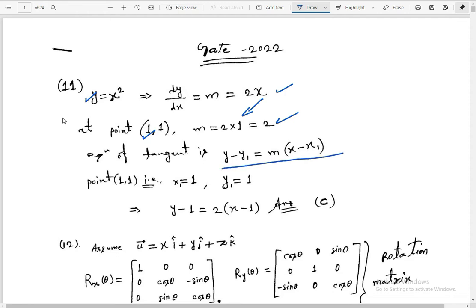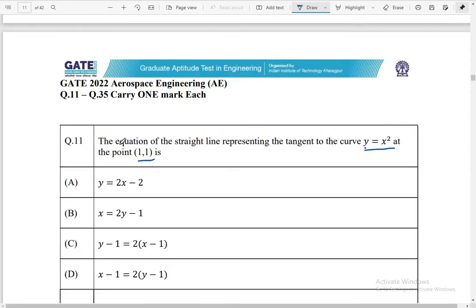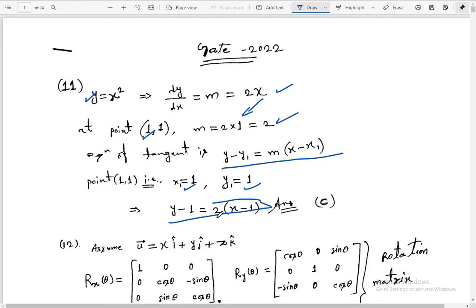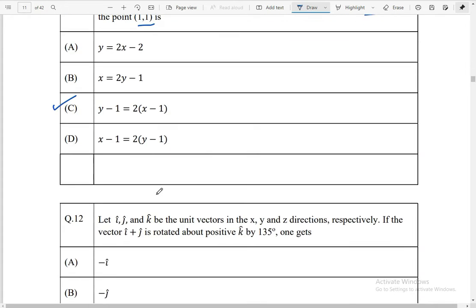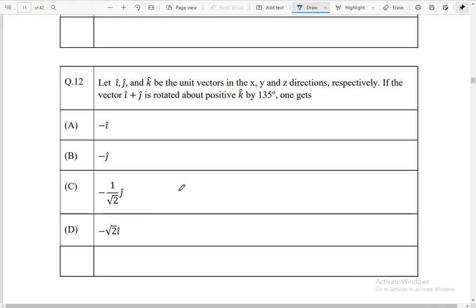So at point 1 comma 1, that is x1 and y1, we apply these values in this equation and we finally get this equation, and this is the option you can see here. Option C: y minus 1 equal to 2 into x minus 1, right? So the next question is question number 12. This question is also from mathematics.